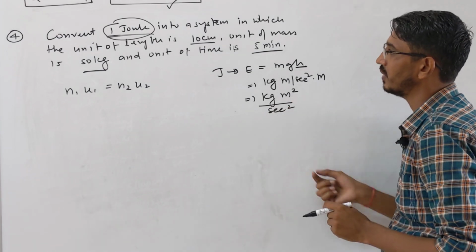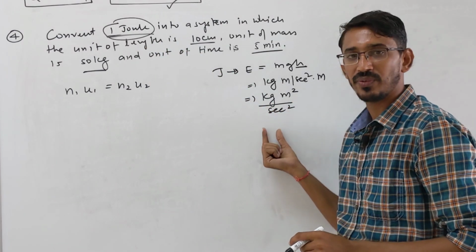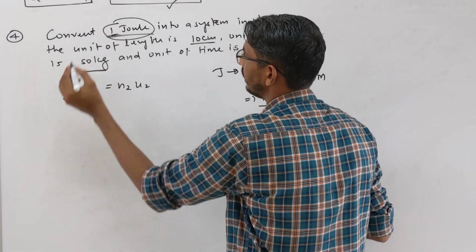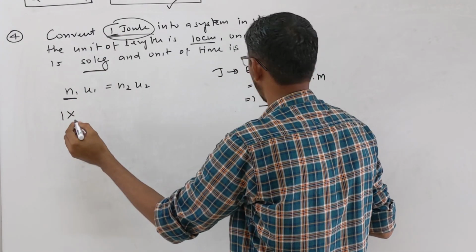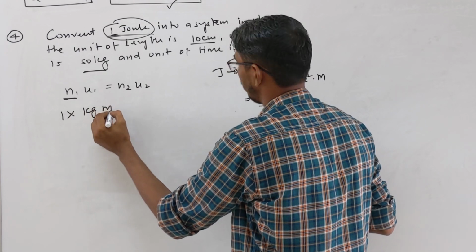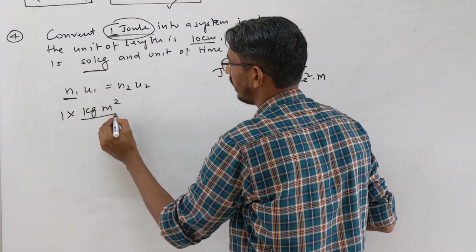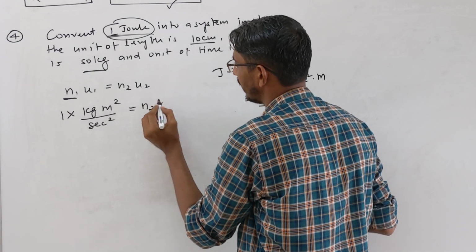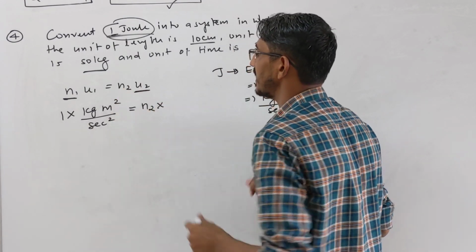This is the unit of joule, in this kg meter format. Let's put it here. Okay, the numerical value n1 is given, what, 1. Okay, 1 unit, which is kg meter square by second square, is equal to n2, which we have to find. Now, what is the unit in the second system?